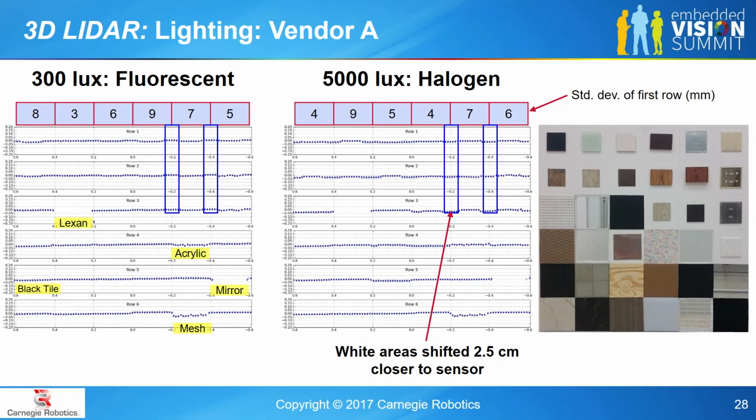We've labeled some of these here, the black tile near the bottom. And then we're testing this system with ambient illumination as well as halogen-based illumination, which is much, much brighter and has a lot more IR energy. And you see that this 3D laser from vendor A has relatively similar performance between ambient illumination and high IR illumination. The one weird thing is that some of the white areas actually shift in front of the objects that are being measured instead of being behind the objects. So you see that 2.5 centimeter shift.